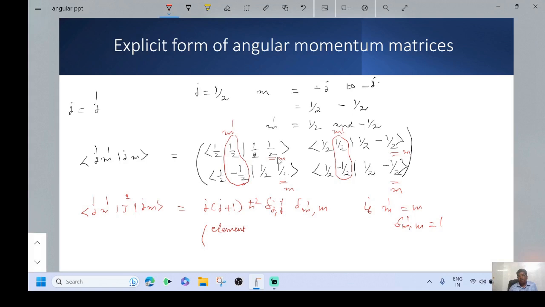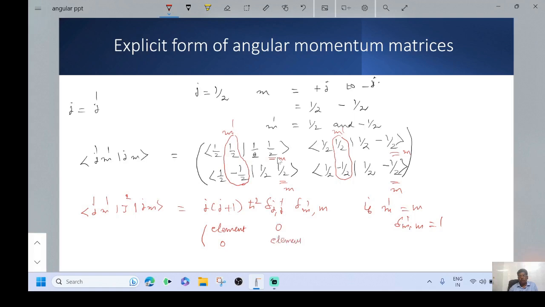Here m dash is 1 by 2, m is minus half. This condition is not satisfied. m dash not equal to m. Therefore no element, 0. Here m dash is minus half, m is plus half. m dash not equal to m. So no element, 0. Here m dash is minus half, m is minus half. So m dash equal to m. This condition is satisfied. So element is present.